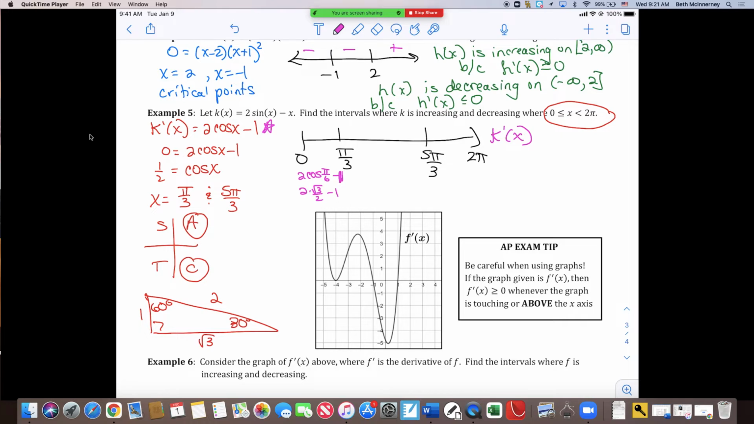Well, square root 3 is definitely bigger than 1, right? We at least know that. So that's going to be positive. Then let's say we choose, I don't know, you can do pi over 2 or pi. Either is okay. So let's say I picked pi. That's -2 minus 1. That's negative. Then let's suppose we pick 11 pi over 6. That's 2 times radical 3 over 2 minus 1. That's positive.